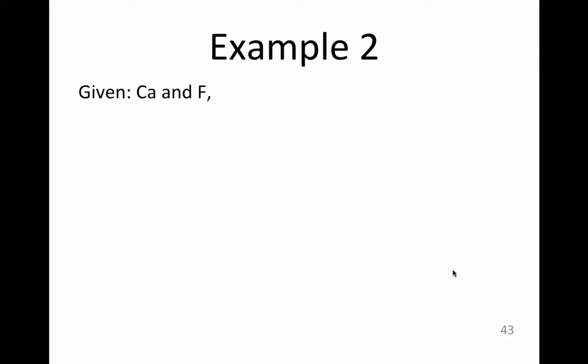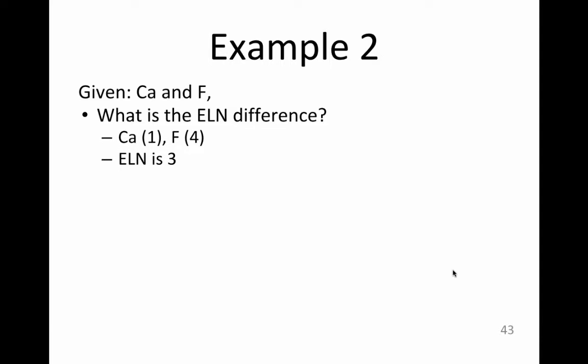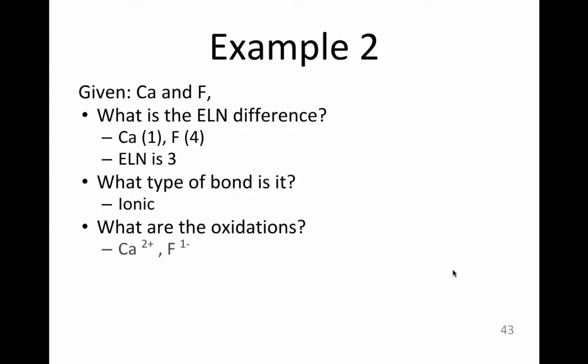Example 2, if I gave you calcium and fluorine, the electronegativity difference is 3, definitely an ionic bond. The oxidations for calcium are 2 positive, fluorine is 1 negative. Those are set. They crisscross, and the formula would be CaF2. We don't necessarily need the 1, but if you want it, you can have it.